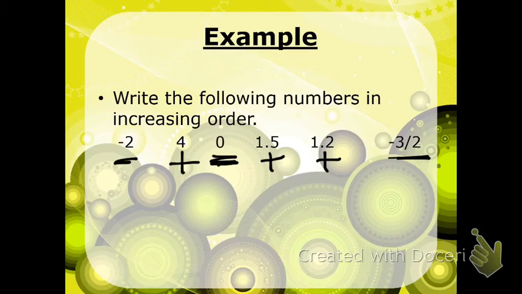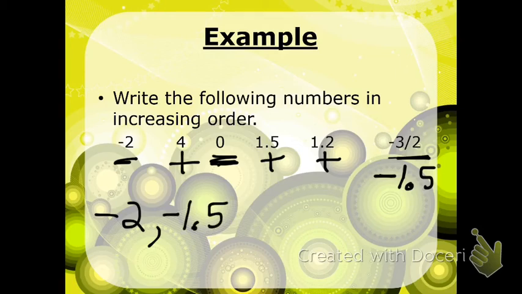So -3/2, that's the same thing as -1.5. It's sometimes helpful to change our fractions into decimals when we compare them. So -2 is our most negative number, followed by -1.5. Then we have 0 in the middle of our number line. Then our positive numbers are 4, 1.5, and 1.2.